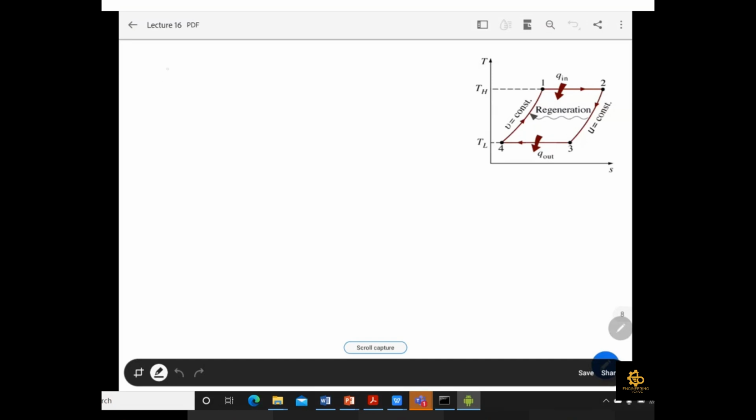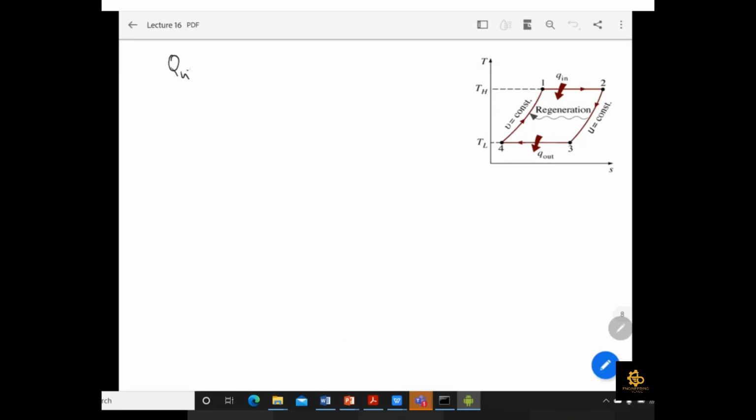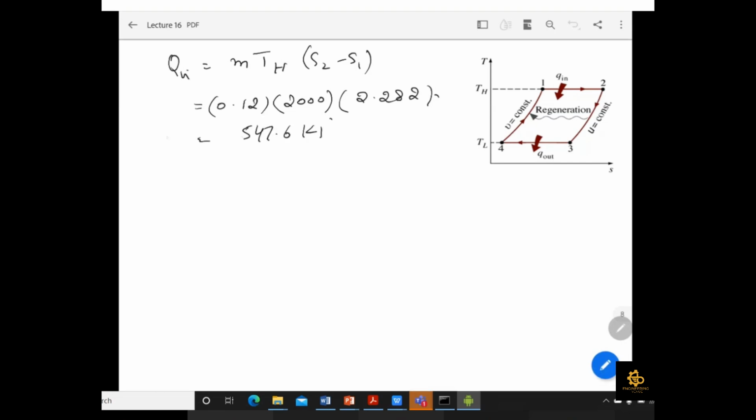Okay, so we have to find the W net, and we can easily find Q in now because all the parameters are known to us. So M, TH, and S2 minus S1 go into the equation to find Q in. We put in M equal to 0.12, TH equal to 2000 Kelvin, and S2 minus S1 that we just found on the previous slide. Solving it, it turns out to be 547.6 kilojoule for Q in.